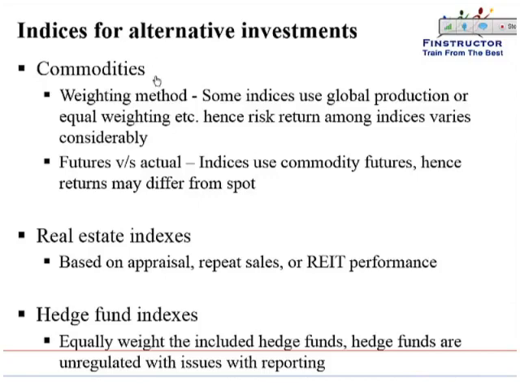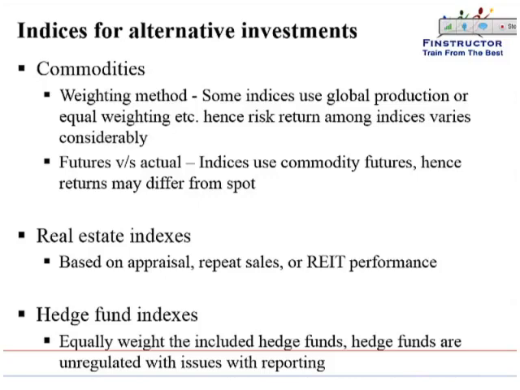A commodities index would likewise represent the performance of a commodity basket. Again, one issue to consider is the weighting method. Some indices use the global production to weight the different commodities. So commodities include gold, agricultural commodities, livestock, energy, oil, etc. So which commodity to weight how much is the question. Some indices use global production, so commodities that have higher production will have higher weight, and those that have lower production will have lower weight in the index. Sometimes we use an equal weighting, etc.